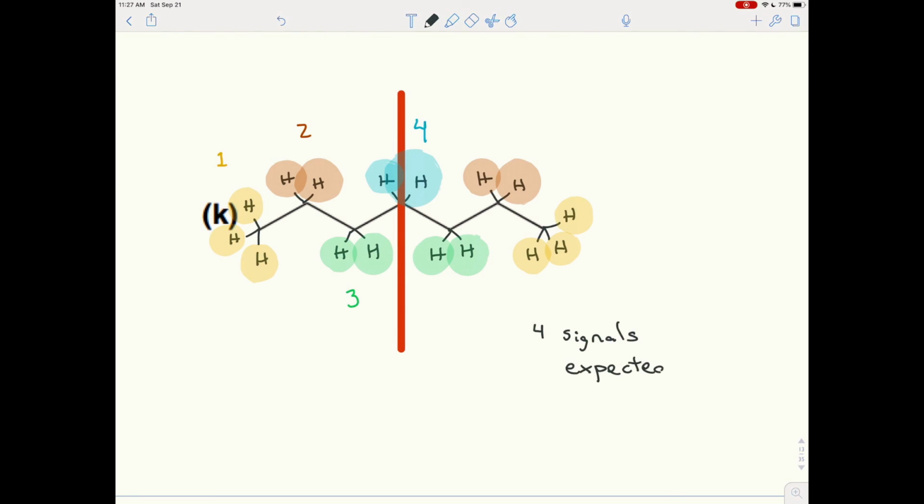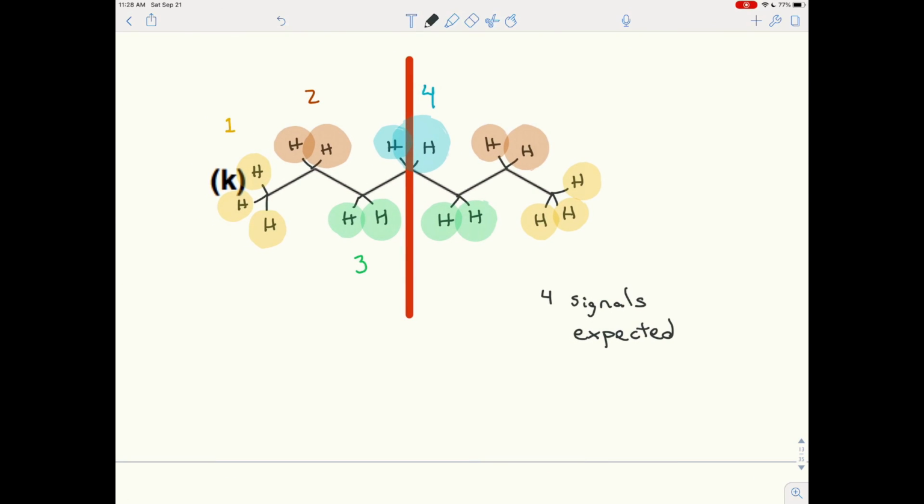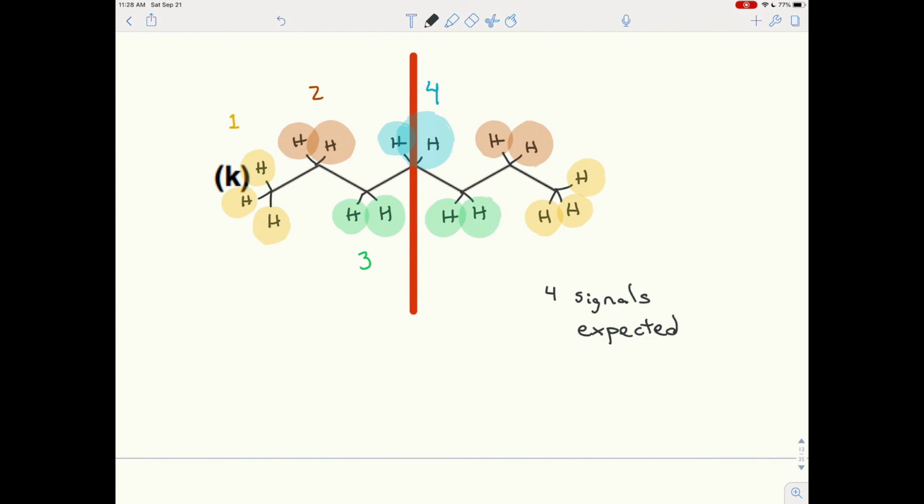Each unique electronic environment will give rise to a certain amount of energy that it takes for the nuclei to flip. And so every time the energy is absorbed, it casts a shadow, gives rise to a signal, and so 4 different electronic environments give rise to 4 signals.